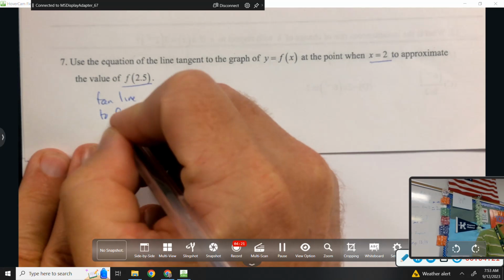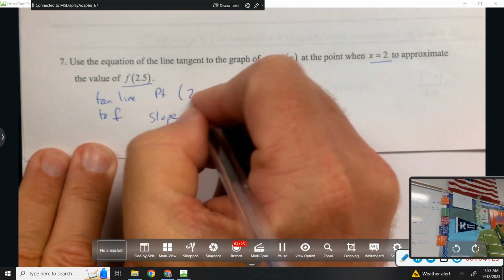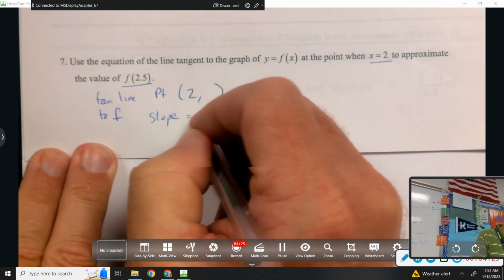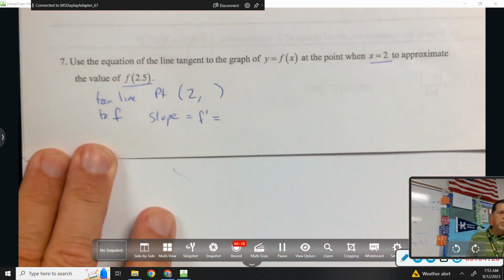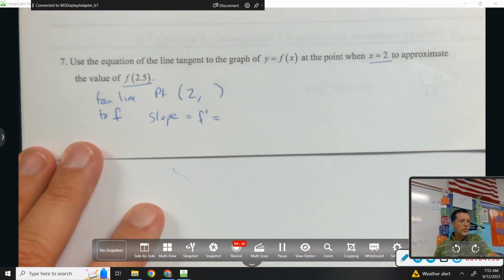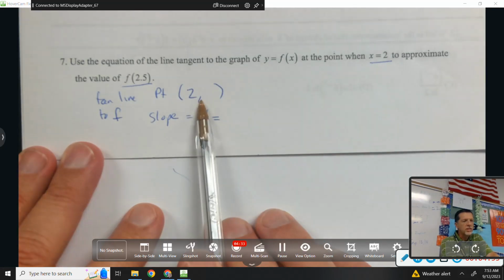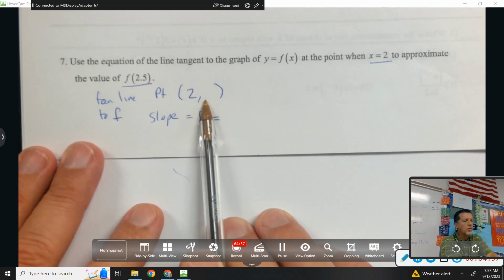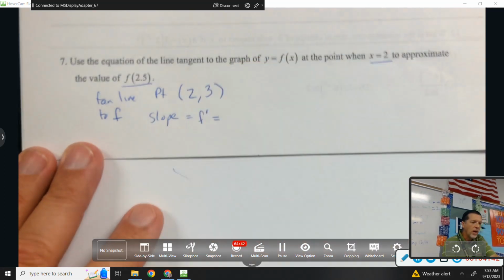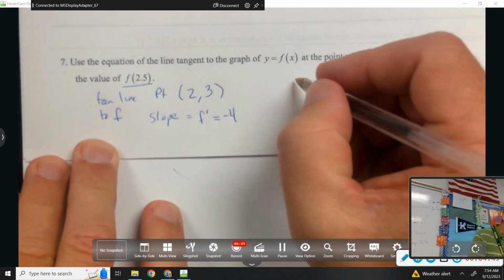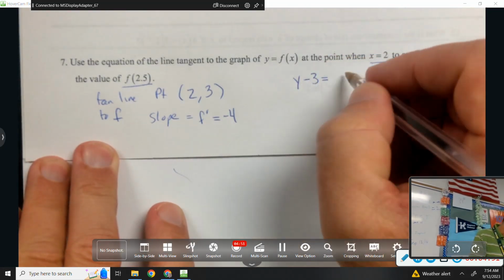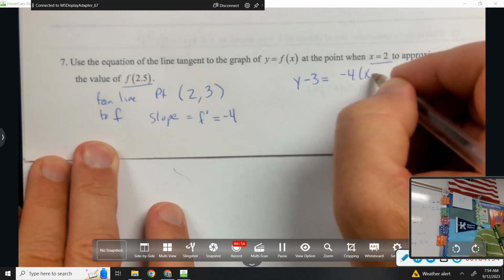So the tangent line to f, the point I'll use is 2 comma something, and the slope means f prime. Okay, 2 comma what? What's my y coordinate of the f function? Look in the table. What's the y coordinate when x is 2? 3. And f prime when x is 2 is negative 4. Again, just looking at the table. So my tangent line, y minus 3 equals negative 4 times x minus 2.